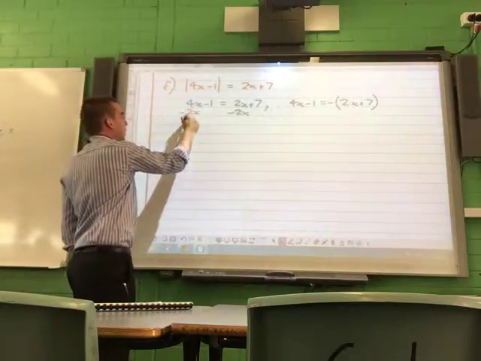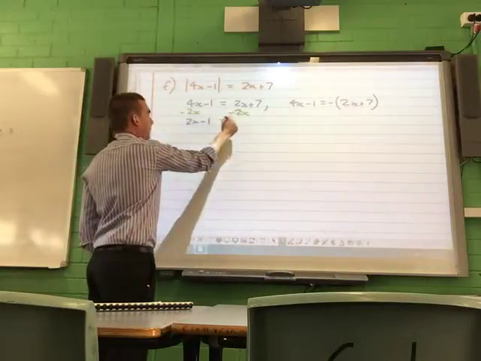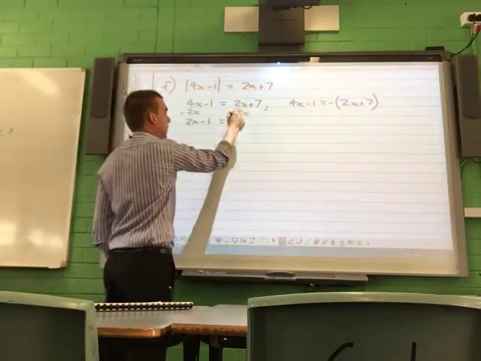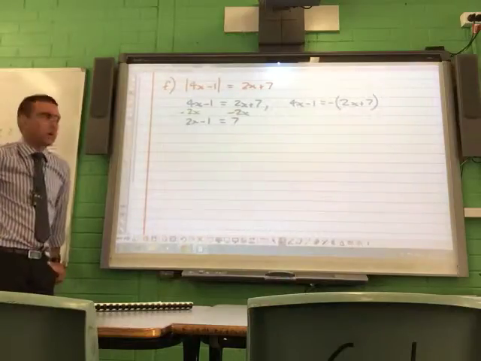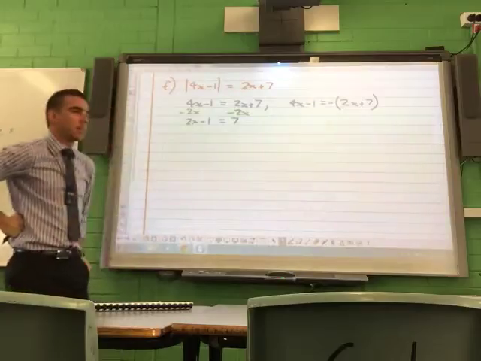Right, so 4x take away 2x, which is 2x. We still have the negative 1 there. We've eliminated the 2x on the right hand side by moving over to the left hand side, but we still have the positive 7 on that side. Okay, step number 1's done. Step number 2.